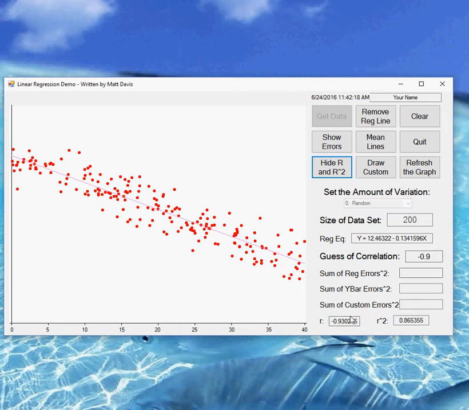Remember, this one is your correlation. This is the coefficient of determination. So when you're thinking about the comparison, it's always your guess at correlation to the actual correlation, which is r. Alright, so here's a good one. So I'm going to capture this and put it in a report. So I'm going to do Alt print screen. And remember, if the graph disappears, to click on refresh if you need to. So Alt and print screen.